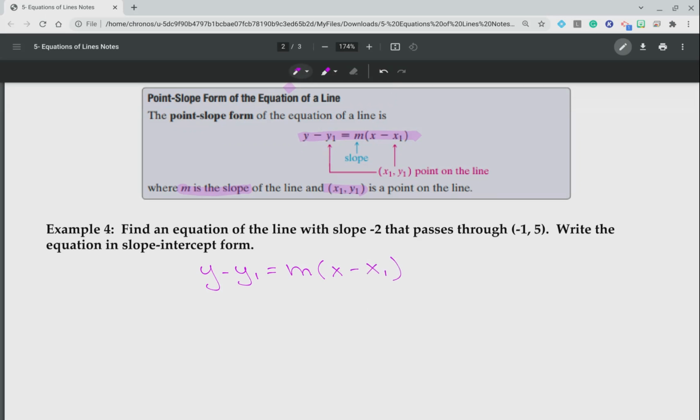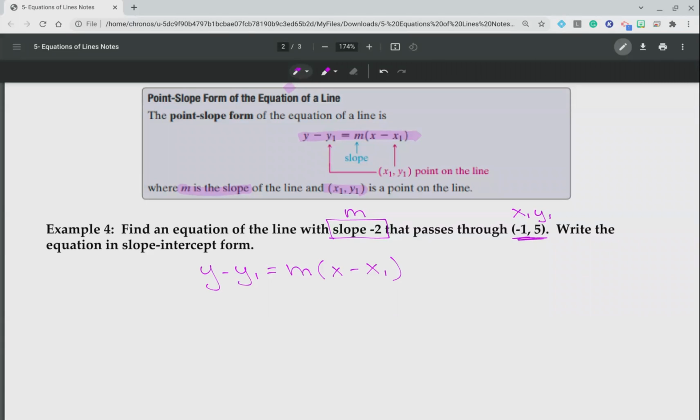Okay, and the more labeling you do, the less confusing this will be. So first I'm told that my slope is -2. Remember that's your m. And then you're given a random point that is not the x-intercept or the y-intercept. So this is going to be x1, y1.